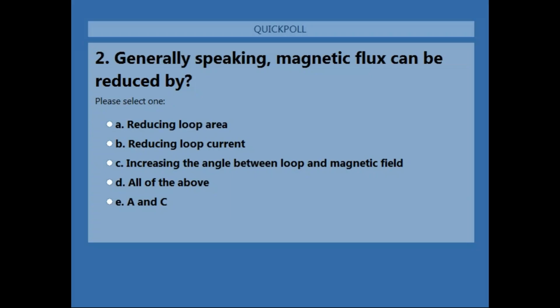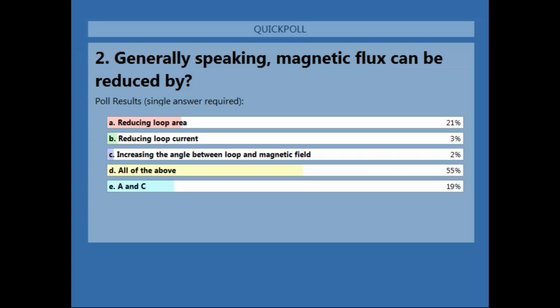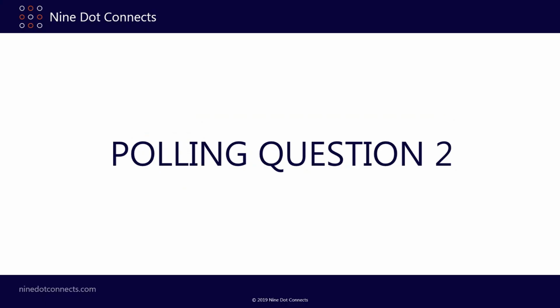So I want to ask you another question, if you don't mind helping me out. Generally speaking, magnetic flux can be reduced by... Okay, good. All of the above is the answer. And I worded this so that you all understood this is generally speaking about how the loop area and the flux works, not specific to just switchers in general. So sorry if that may have been confusing to anybody, because I do see that quite a few of y'all said reducing the loop area.